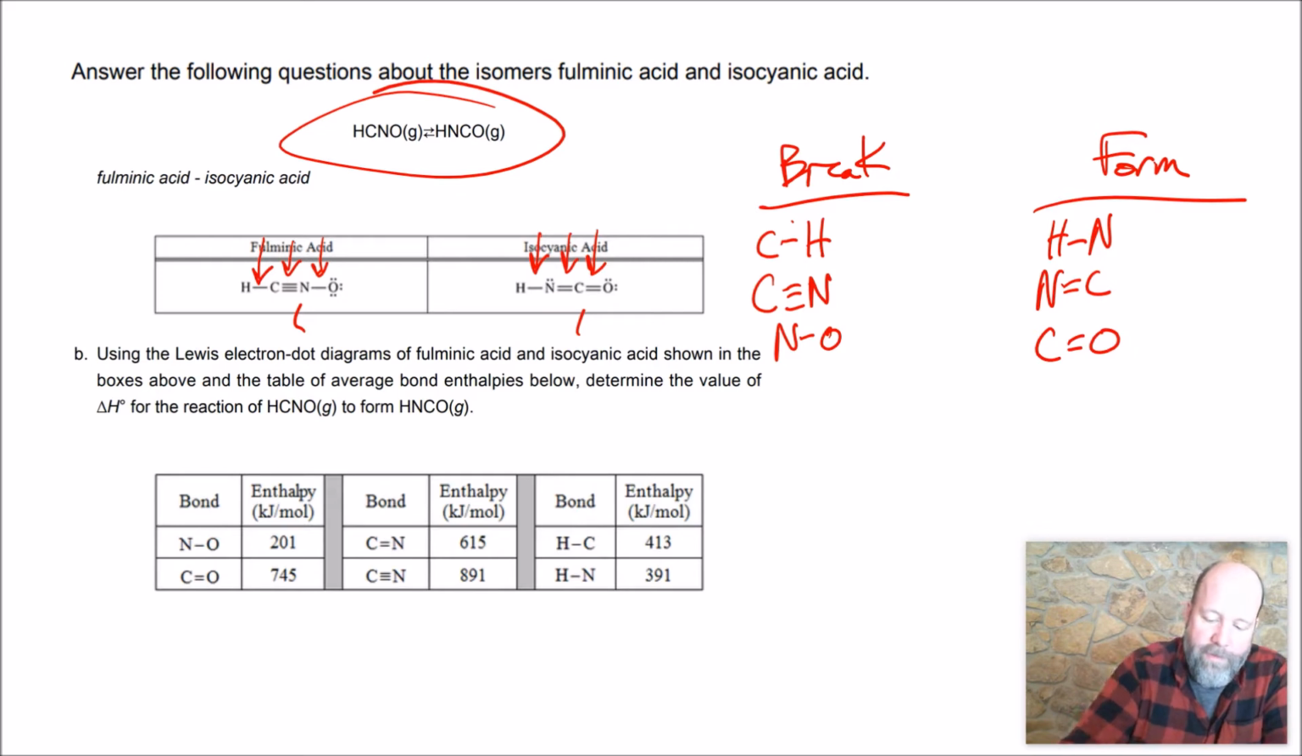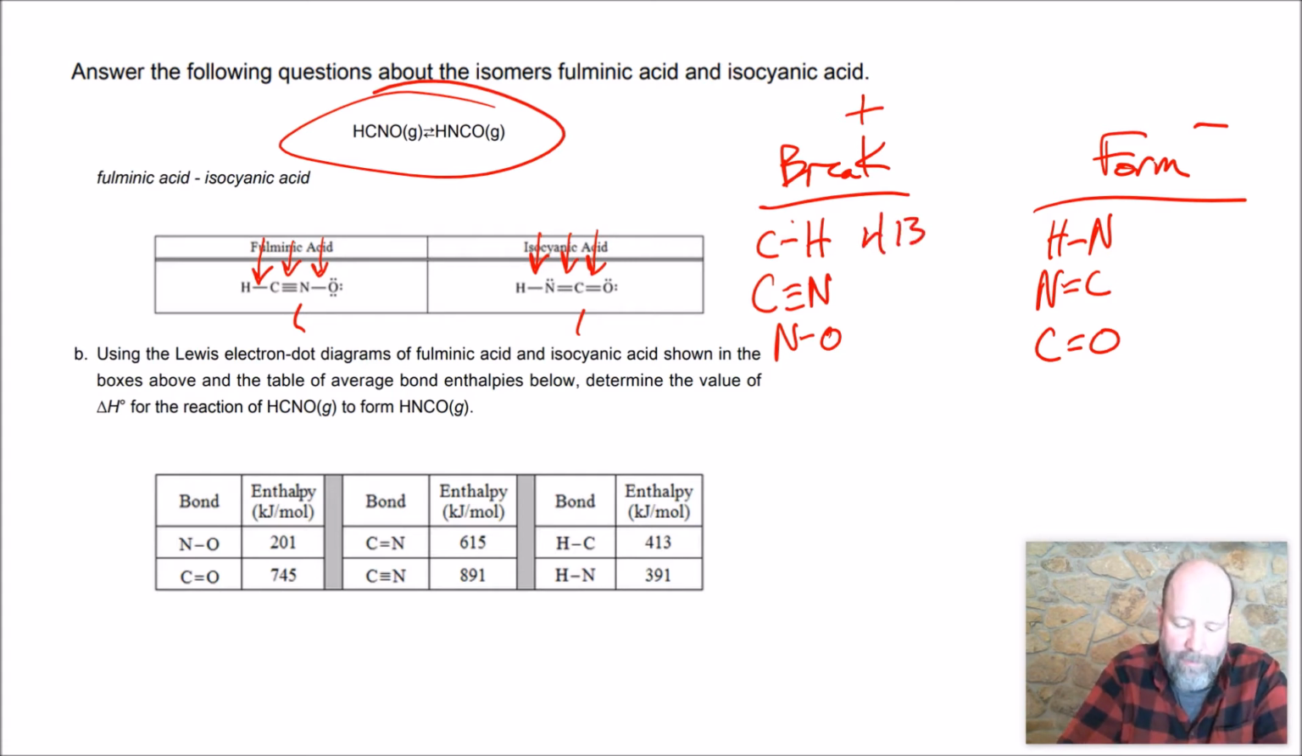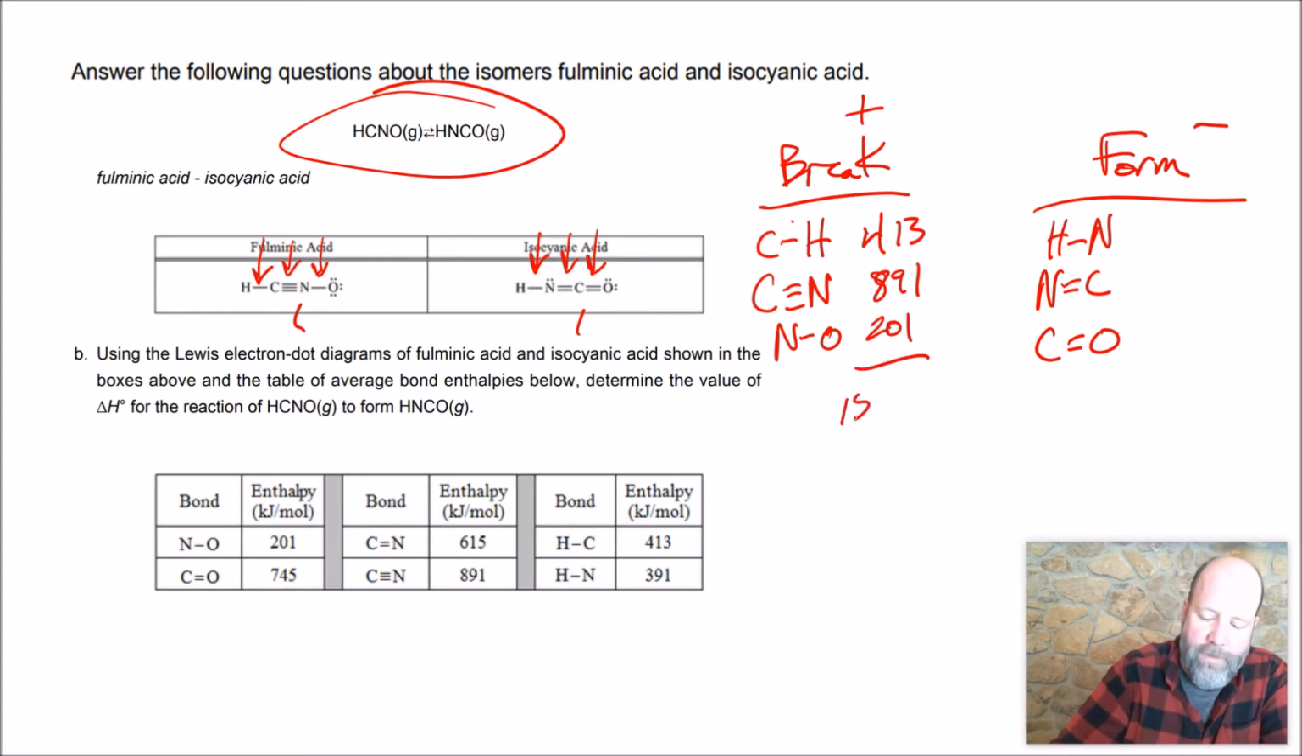And so these are all going to be positive values, remember, because you have to put energy in to break bonds. And these are all going to be negative values because you get energy out when you form bonds. So you just go to the table and put these values in. So C-H, I'm going to have to put in 413 kilojoules per mole to break that. I'm going to have to put in 891, and I'm going to have to put in 201. Add all those up, and I get 1505. So that's my positive value.